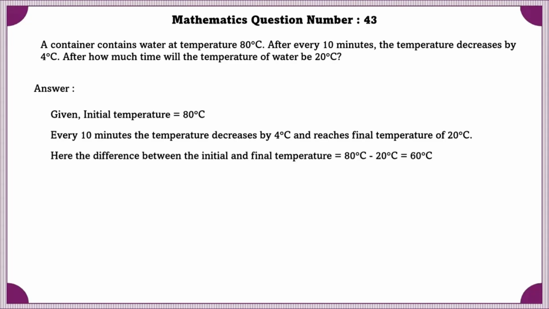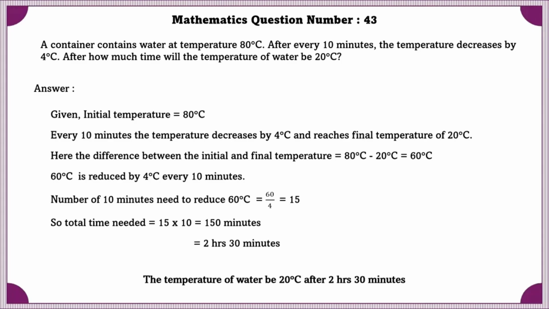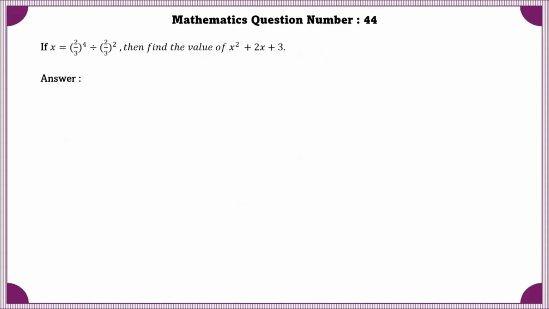Here the difference between the initial and final temperature is 60 degrees Celsius. So 60 degrees Celsius is reduced by 4 degrees Celsius every 10 minutes. Number of 10 minutes needed to reduce 60 degrees Celsius is equal to 15. So total time needed is equal to 15 into 10, that is 150 minutes, which can be written as 2 hours 30 minutes. Therefore, the temperature of water will be 20 degrees Celsius after 2 hours 30 minutes.